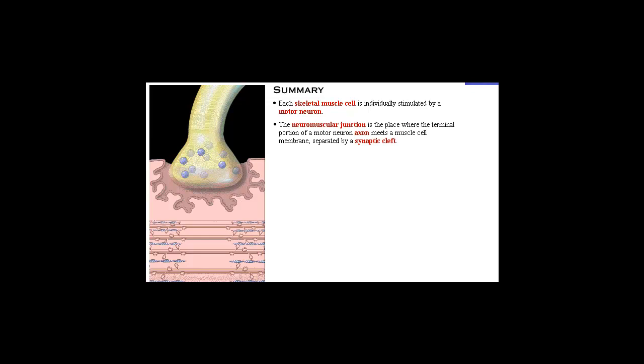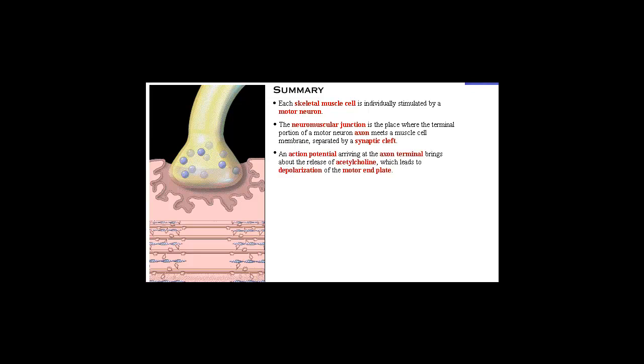Here's a summary of what we've covered. Each skeletal muscle cell is individually stimulated by a motor neuron. The neuromuscular junction is the place where the terminal portion of a motor neuron axon meets a muscle cell membrane, separated by a synaptic cleft.